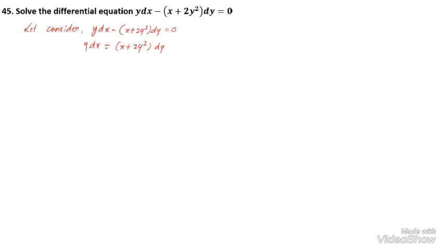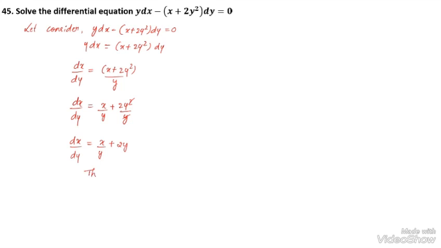Okay, here we want dx by dy. So I am taking dx by dy is equals to, taking y here, it becomes x plus 2y square divided by y. Now taking y separately, dx by dy is equals to, separating, it becomes x by y plus 2y square by y. Y gets cancelled. We have dx by dy is equals to x by y plus 2y.